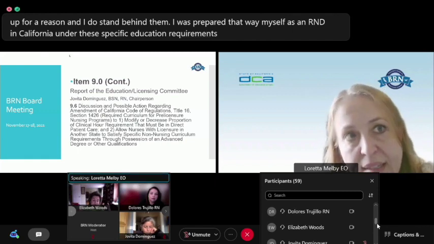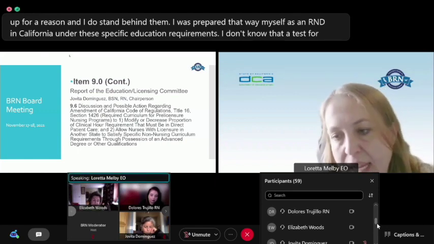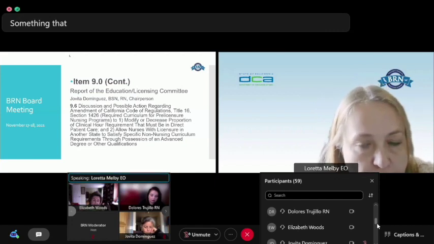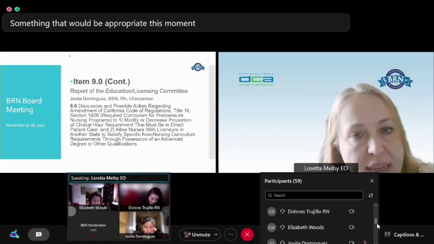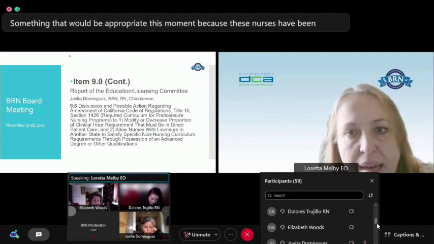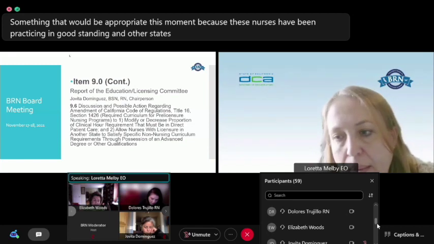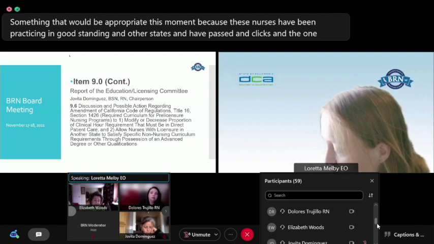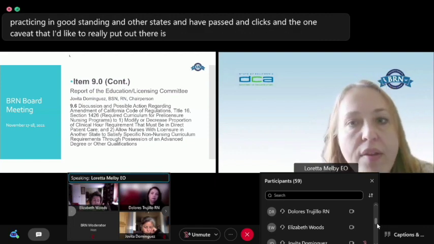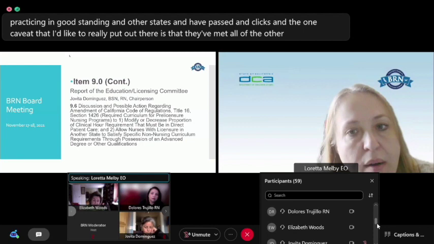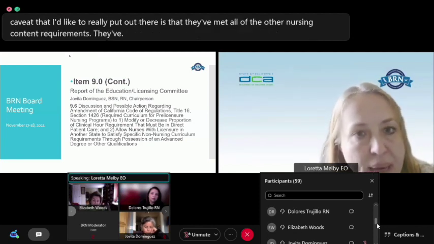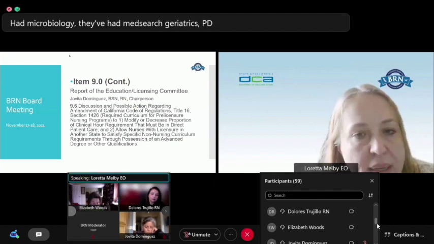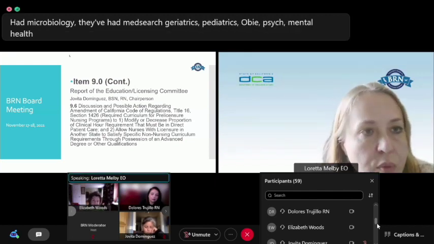I don't know that a test for microbiology, like a CLEP test, would be appropriate at this moment, because these nurses have been practicing in good standing in other states and have passed the NCLEX. And the one caveat that I'd like to put out there is that they've met all of the other nursing content requirements. They've had med-surg, geriatrics, pediatrics, OB, psych, mental health. They've met all of those requirements.